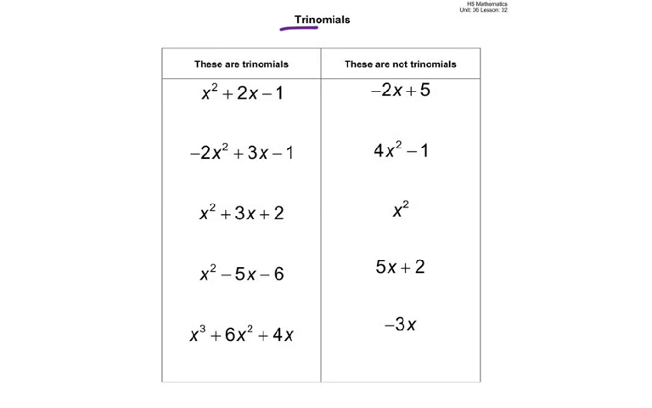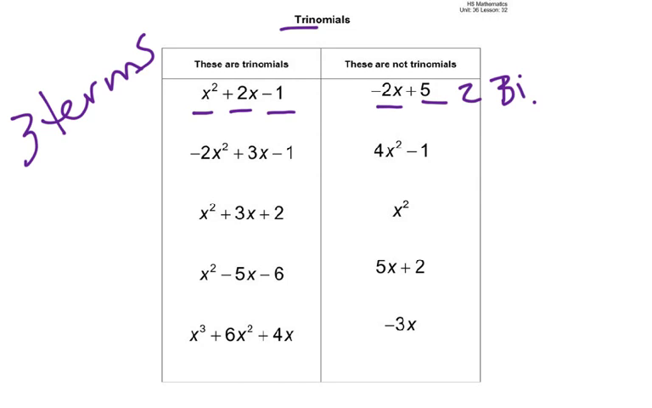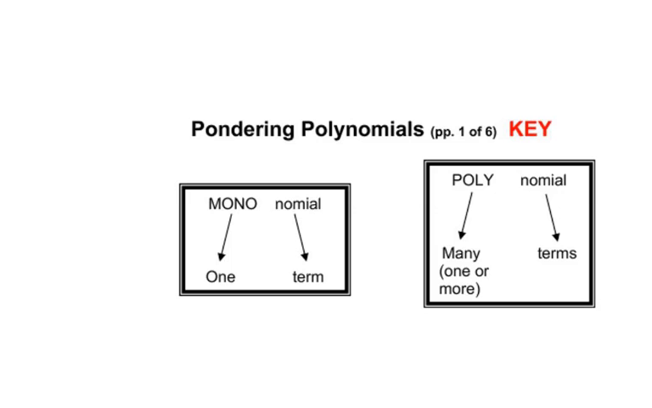So I bet you can tell me what a trinomial is. It's going to be 3 terms. 1, 2, 3. This one has 2, so it's a binomial. This one has 1, so it's a monomial. These have 3 over here, so they're trinomials. Monomial, one term. Polynomial, many or more terms. Okay? Poly. Binomial is a polynomial. Trinomial is a polynomial.